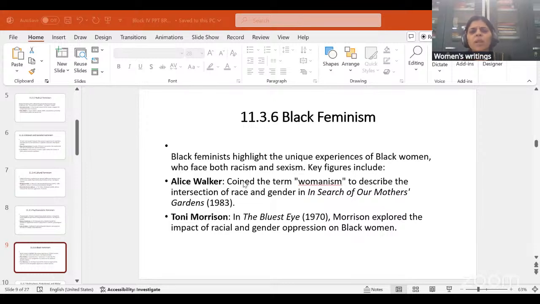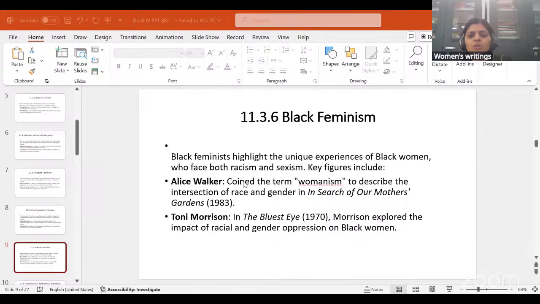So when we talk about Black feminism, Black feminists highlight the unique experiences of Black women, who face both racism as well as sexism. The key figures you get to see who wrote regarding this theory, with various works you want to explore. You can see Alice Walker, who coined the term womanism to describe the intersection of race and gender in one of her works, In Search of Our Mother's Garden. It was published in 1983.